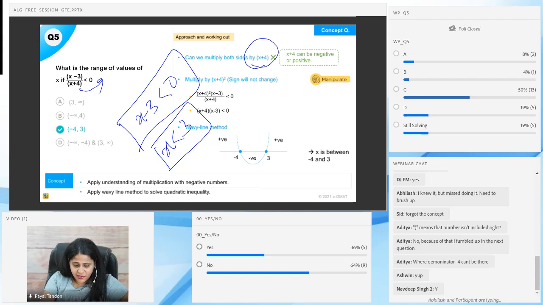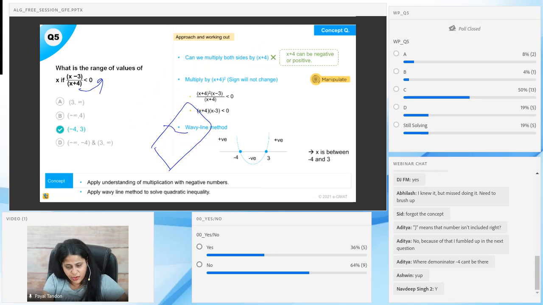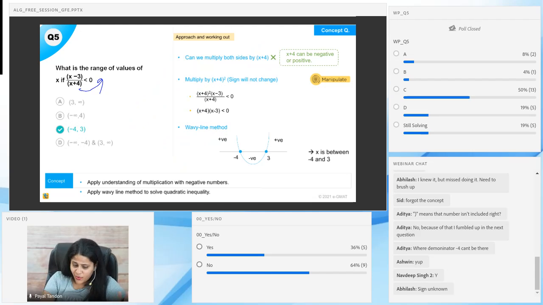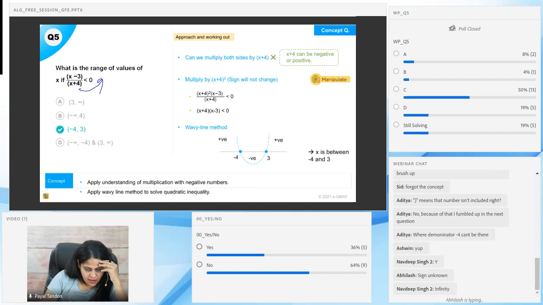Why is that? The reason for that is because you don't know the sign of x plus 4. You don't know whether x plus 4 is positive or negative. You know for sure that x plus 4 cannot be 0, but you don't know whether it's positive or negative. And why is that important? What if x plus 4 is negative? What will happen? No, if x plus 4 is negative, Navdeep, it's not going to become infinity. If x plus 4 is negative, what's going to happen?